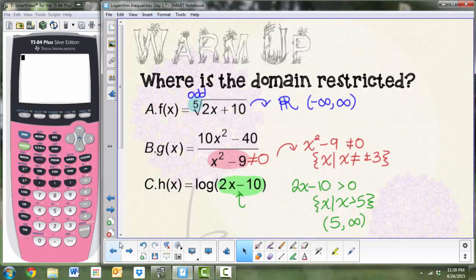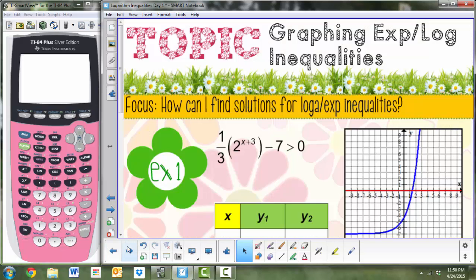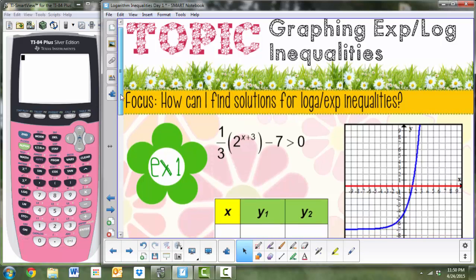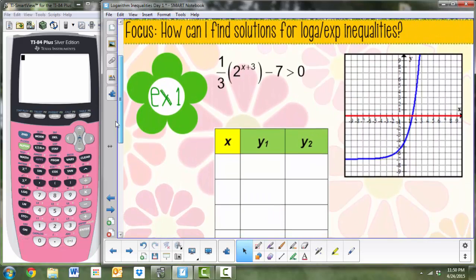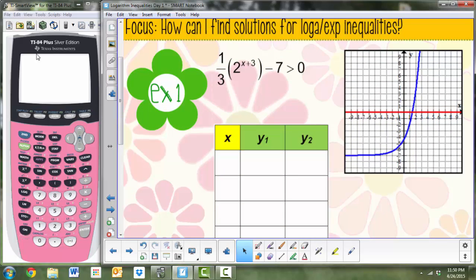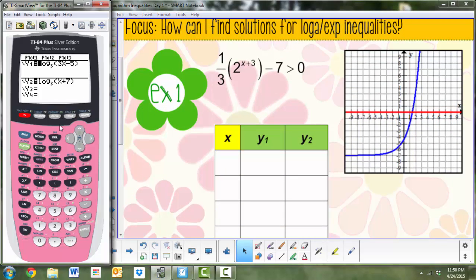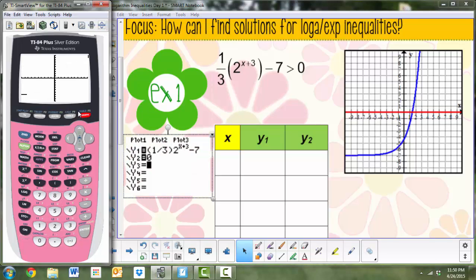So our main focus is going to be graphing exponential logs and inequalities, how to find all the solutions. On these first couple of examples, I've already graphed them for you just to save on time. Obviously, you will be using your graphing calculator. So head on over to y1 and y2, plug in everything that you already have. So on the first example, go ahead and plug in 1/3 2 raised to the x plus 3 everything minus 7. Your job is to look for where it is above 0, anything greater than 0.